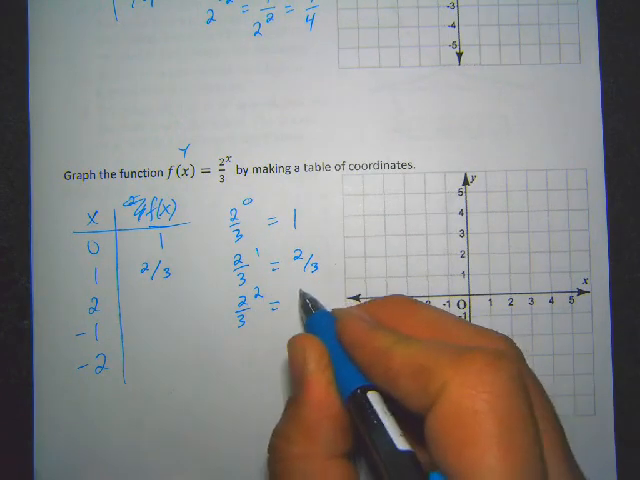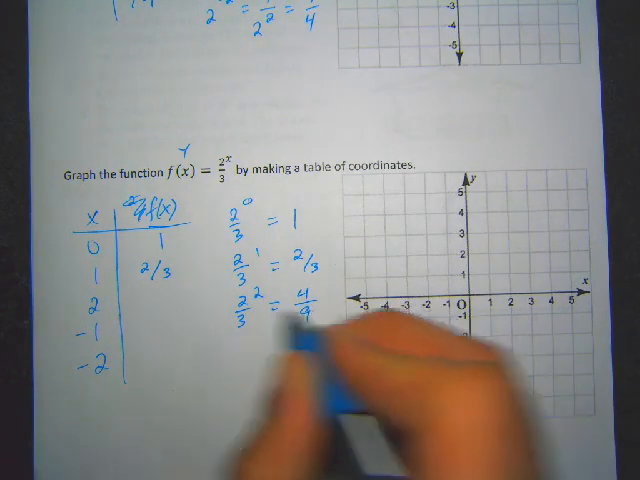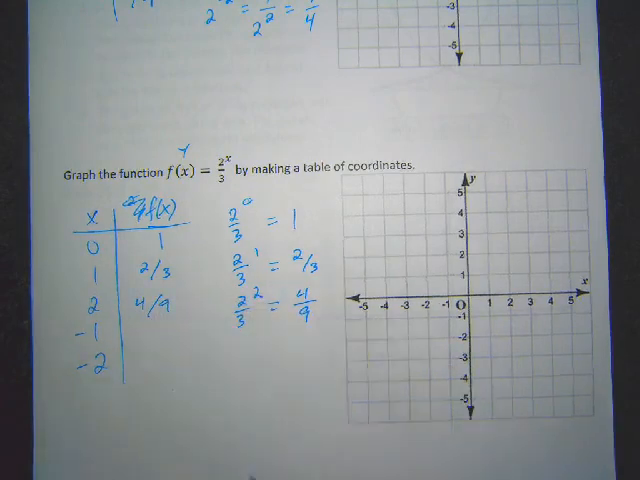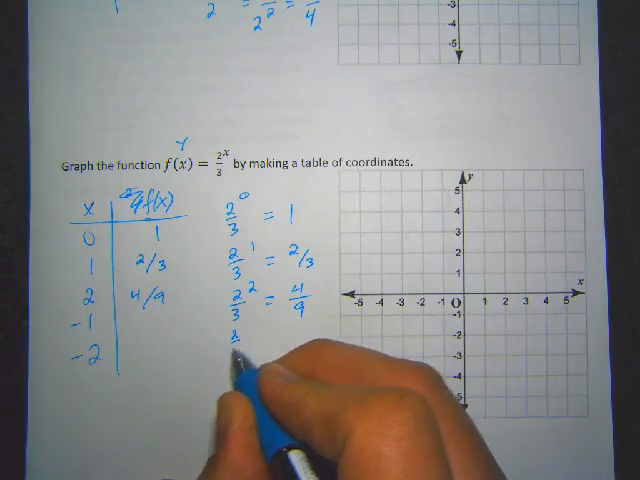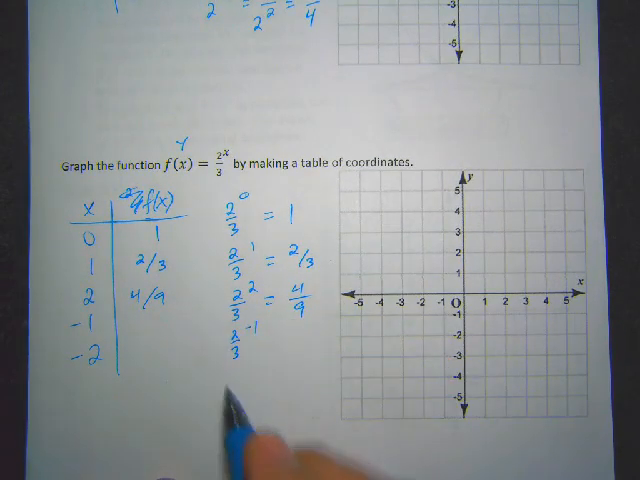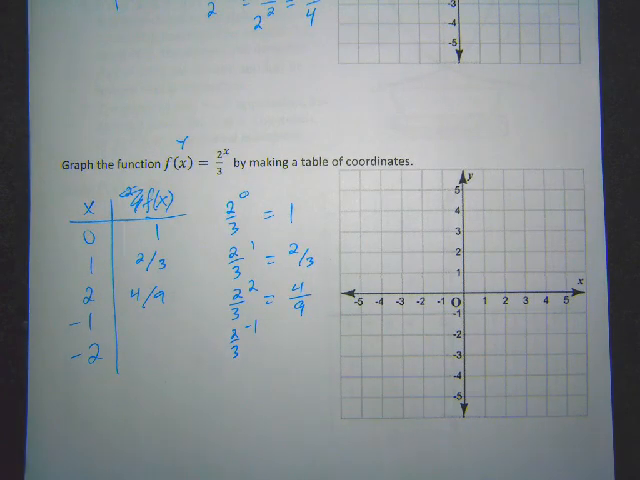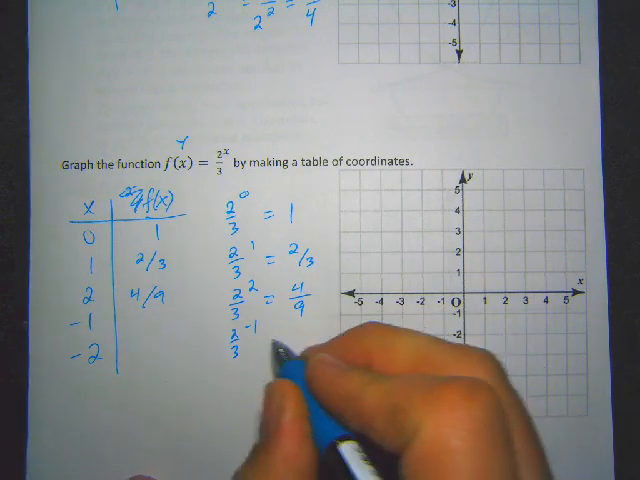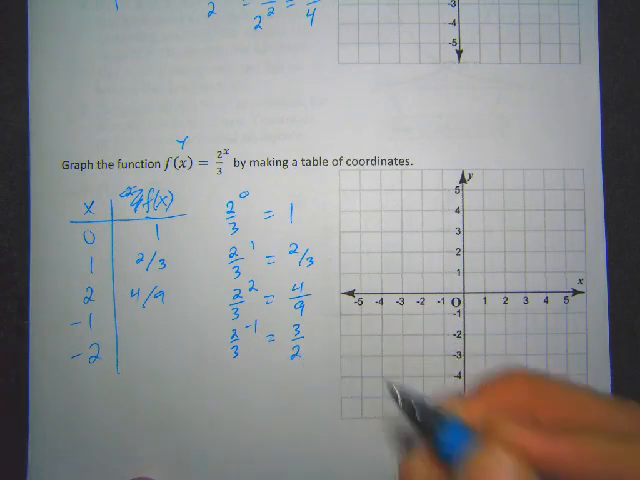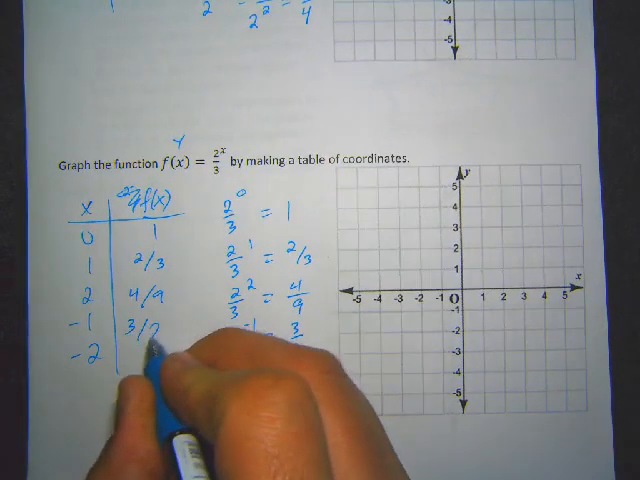So we end up with 2 squared is 4, 3 squared is 9, so this becomes 4/9. Next one, we have 2/3 to the negative first. Remember with a fraction that when you have a negative power, you end up actually flipping the fraction upside down. So this becomes 3/2. So we get 3/2 for that part.